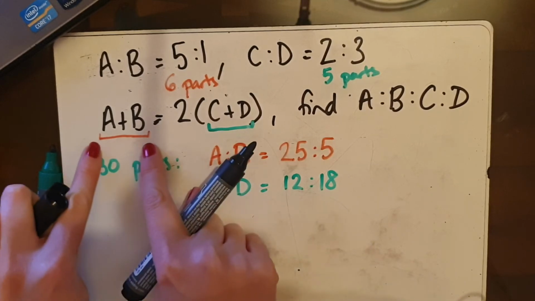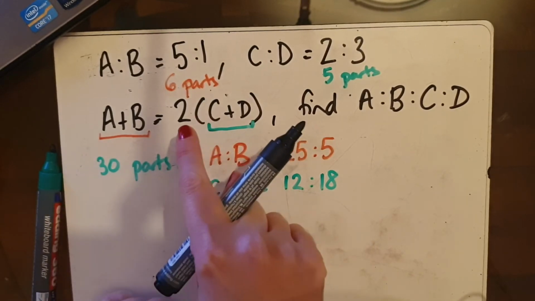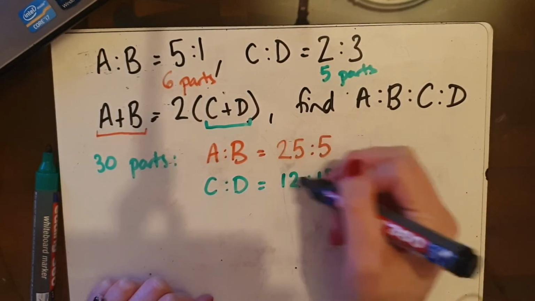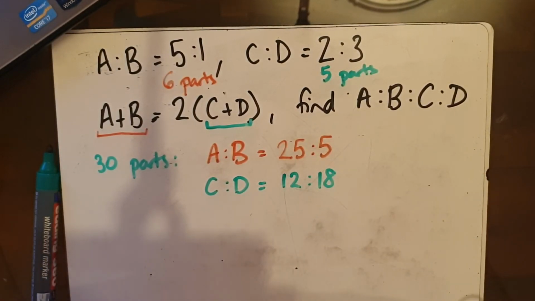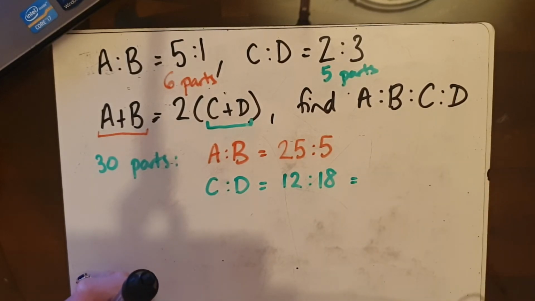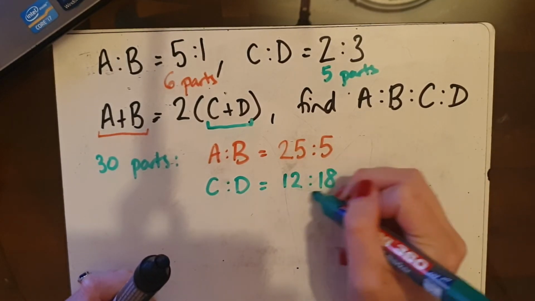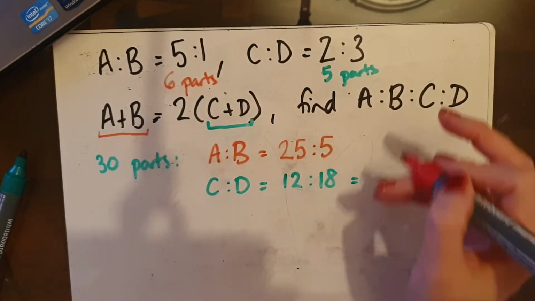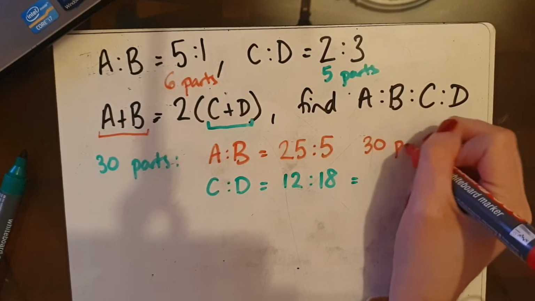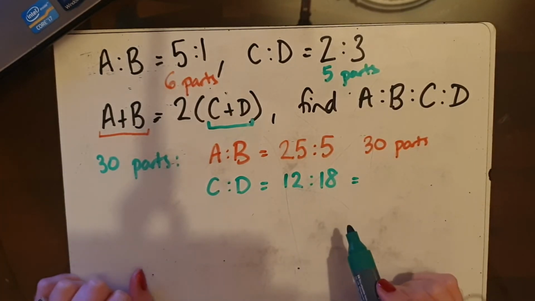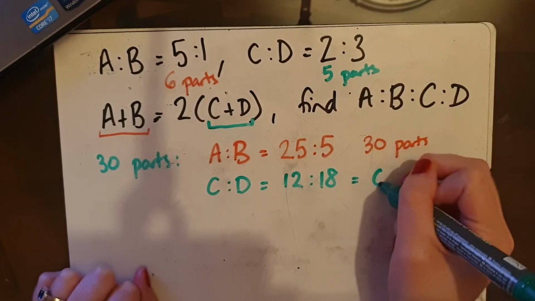But we know that A plus B is twice C plus D. So if AB is 30 parts, we actually only want C to D to be 15 parts. So we want this to add up to half of what this does. So this is 30 parts. We want C to D in a ratio that only has 15 parts. So let's just divide them by 2.